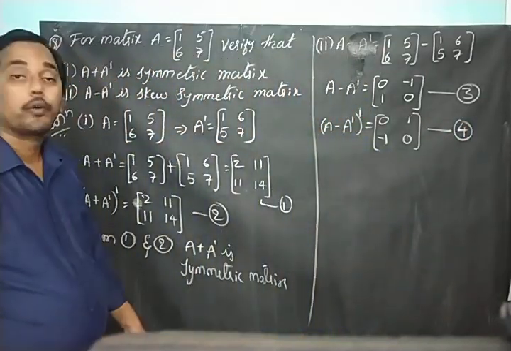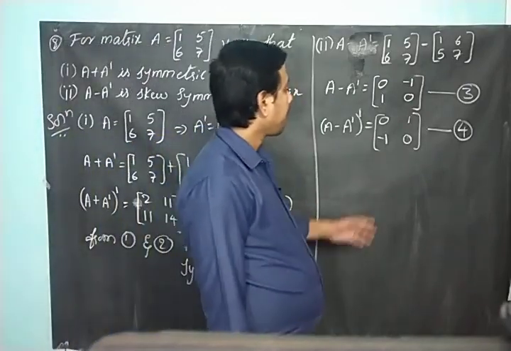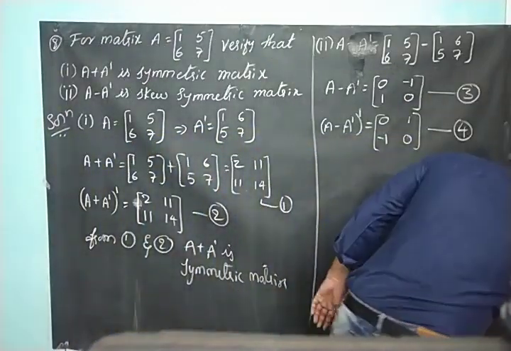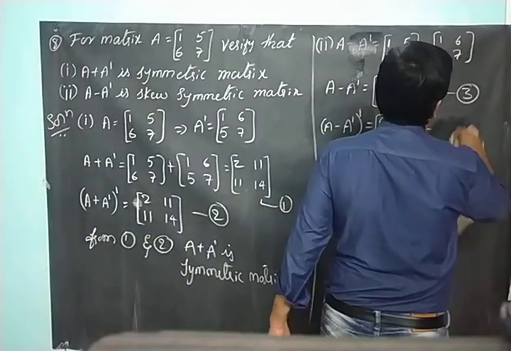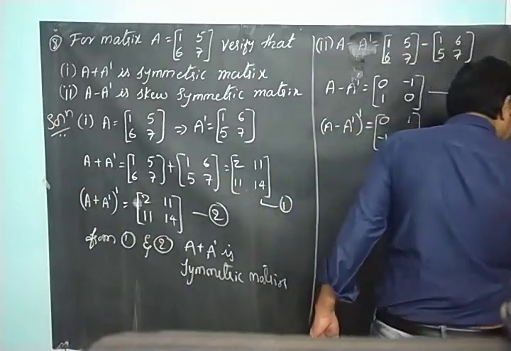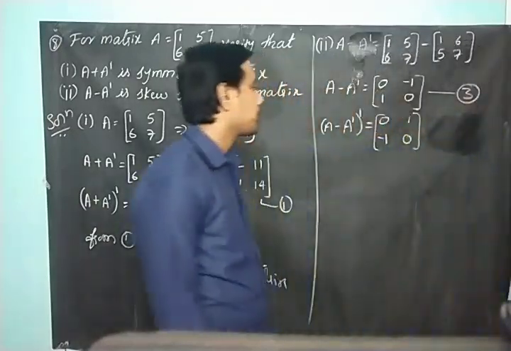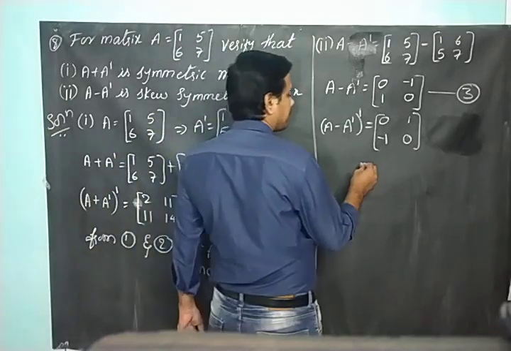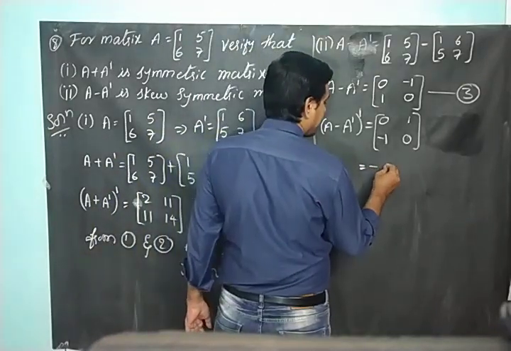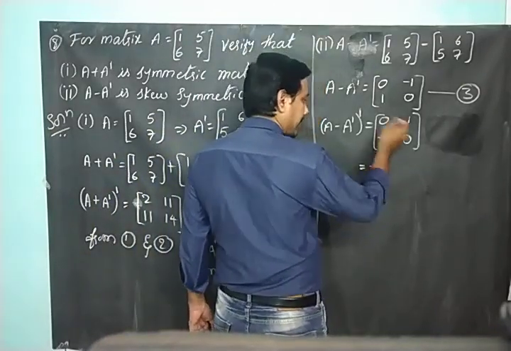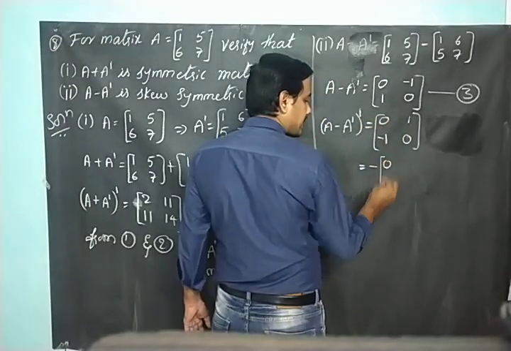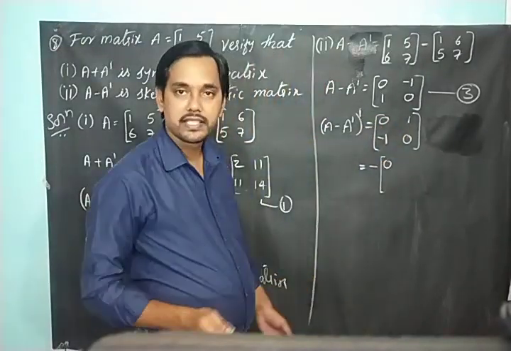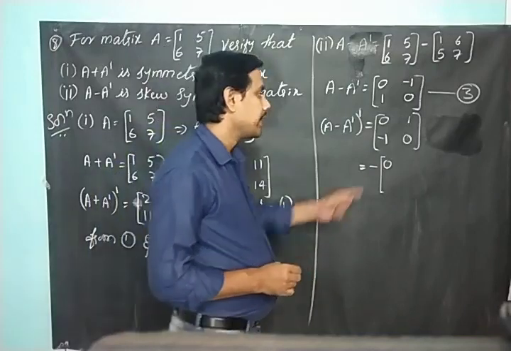Now you can see, still we have to prove it as a skew symmetric matrix, so we should prove it as negative. If I take the negative sign outside, 0 will be as it is, because plus 0 and minus 0 are one and the same.